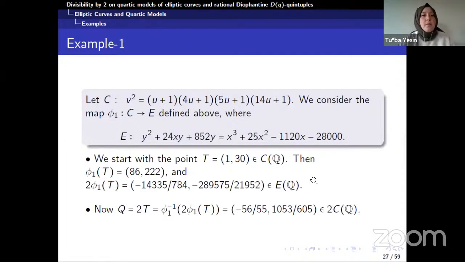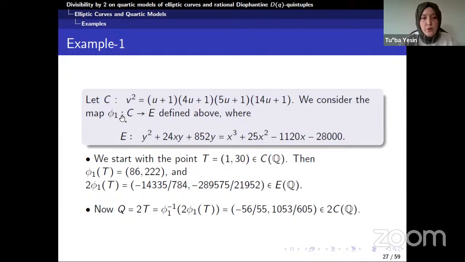Let's see the example. Here is the quartic model C, which is defined by here. And we can consider the phi1 as I gave in the previous part, from C to E. We can find the explicit elliptic curve, which is described by the Weierstrass equation as here. Okay, let's start with a point T on C, which is here. Now we will try to find the double point of this T.